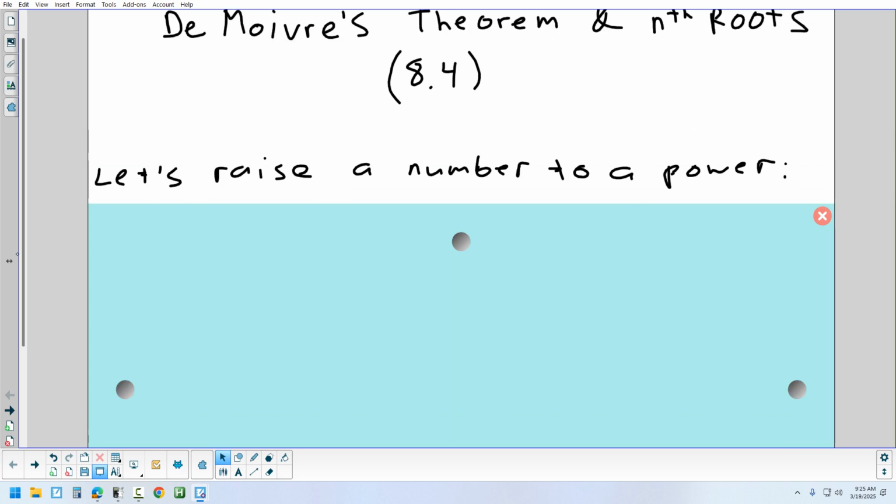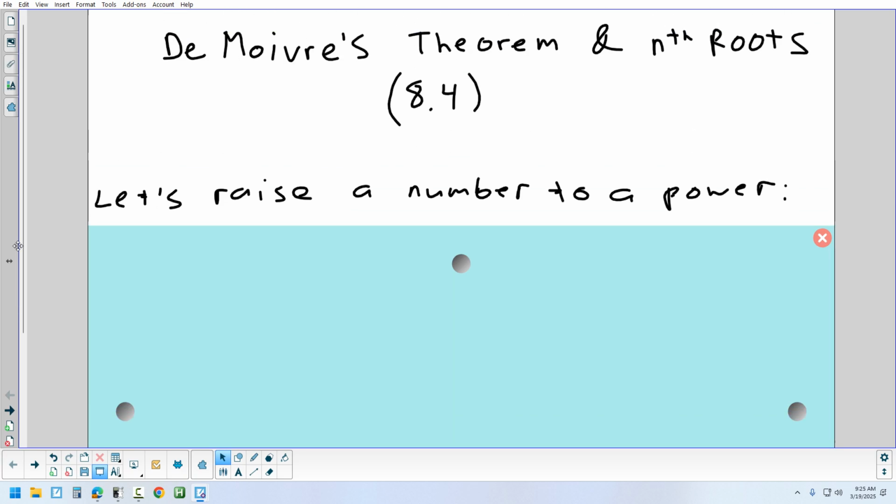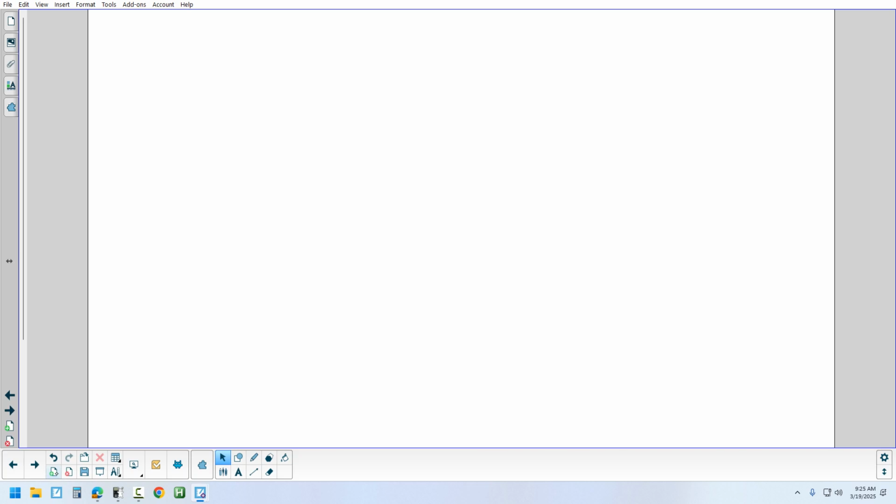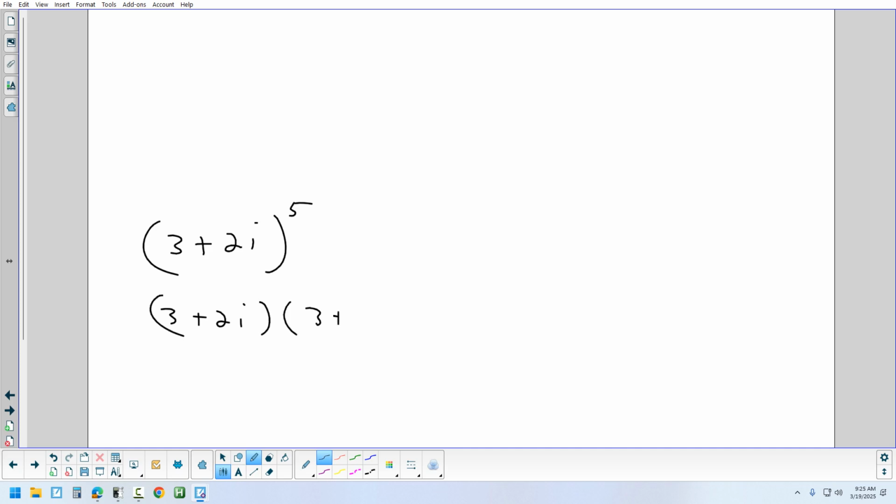So we're not going to go through the full proof of how you raise a number to a power, but I will show you an example in standard form. If you wanted to raise this to the 5th power, it's going to take a while, because you need to do 3 plus 2i times itself 5 times. I mean, it's doable. It's just going to take a while to FOIL all that out.